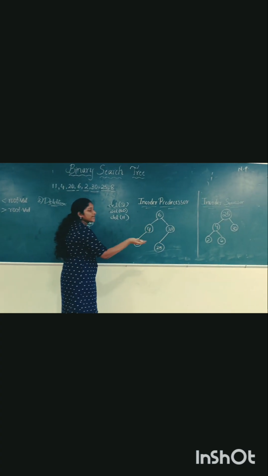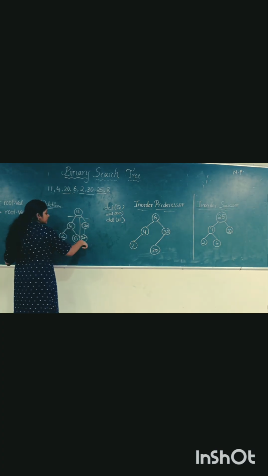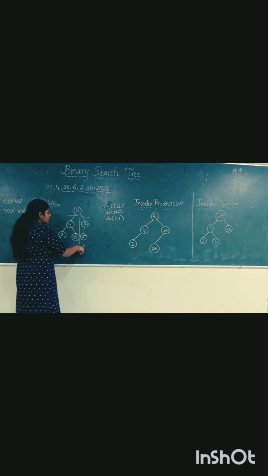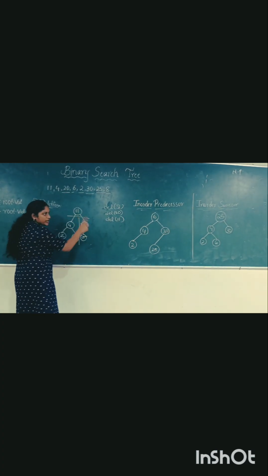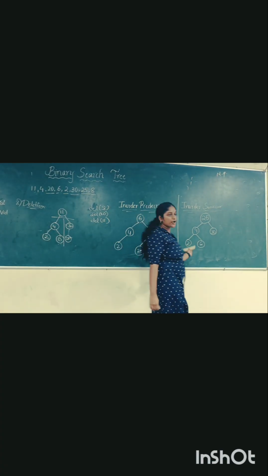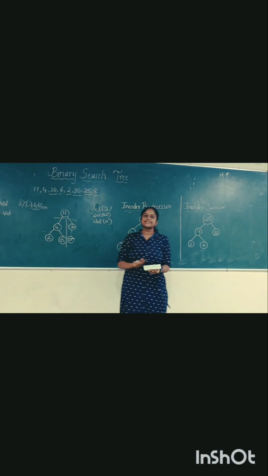Or else we can take in order successor. In the right subtree, 25 is the smallest number. So we are replacing 11 with the 25. Either way, the output will be like this. And this is known as deletion.